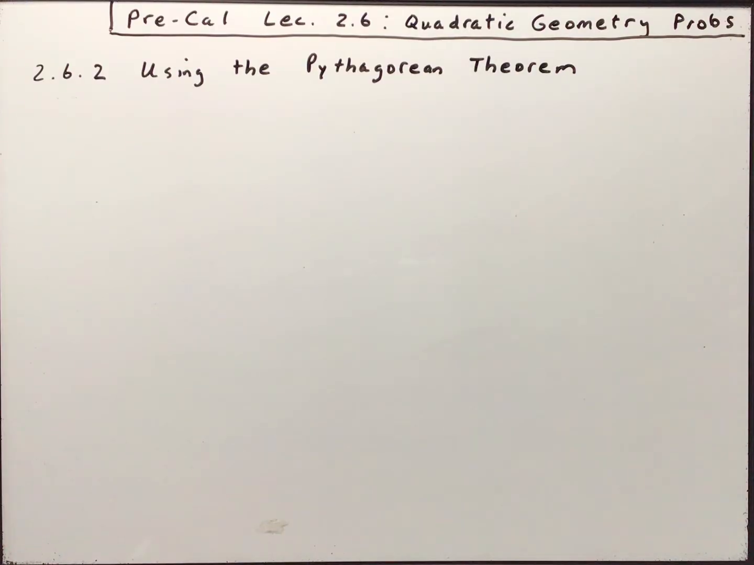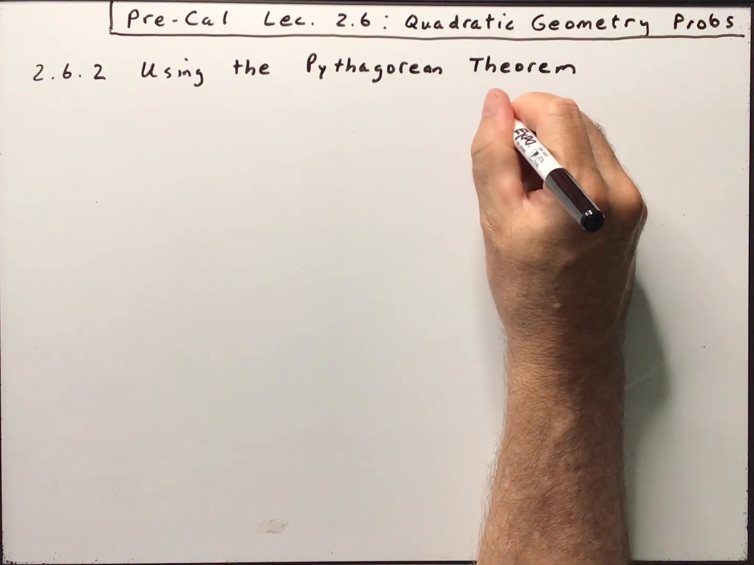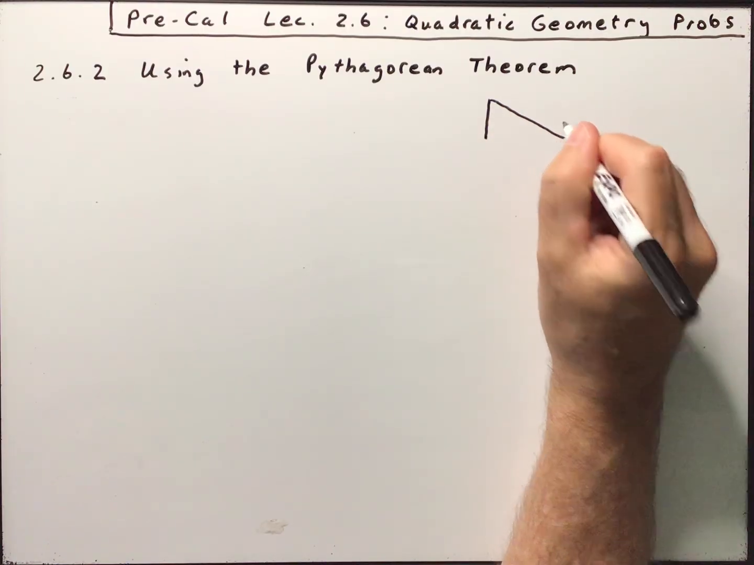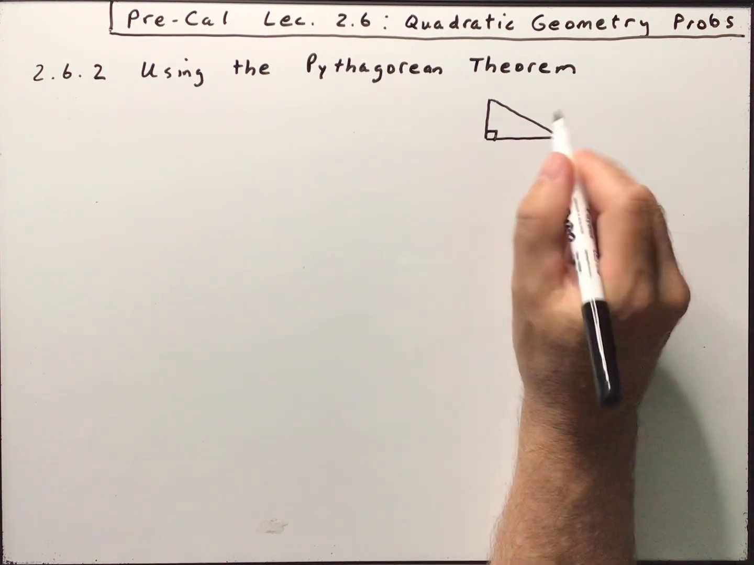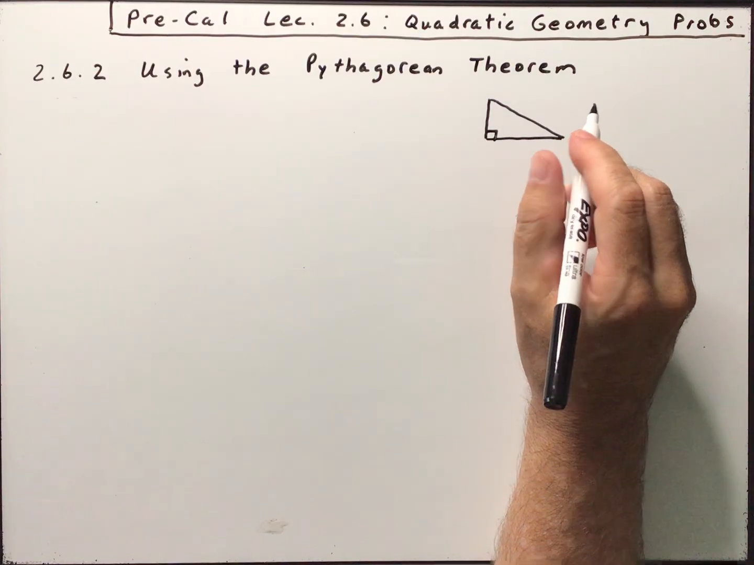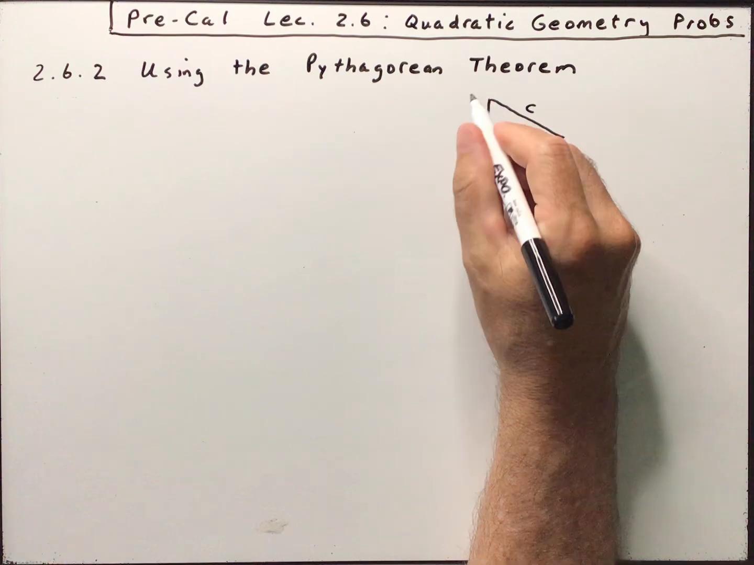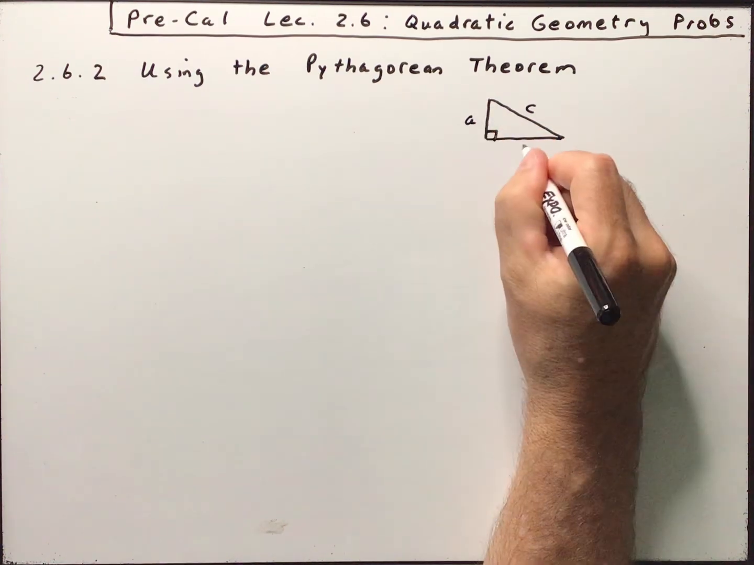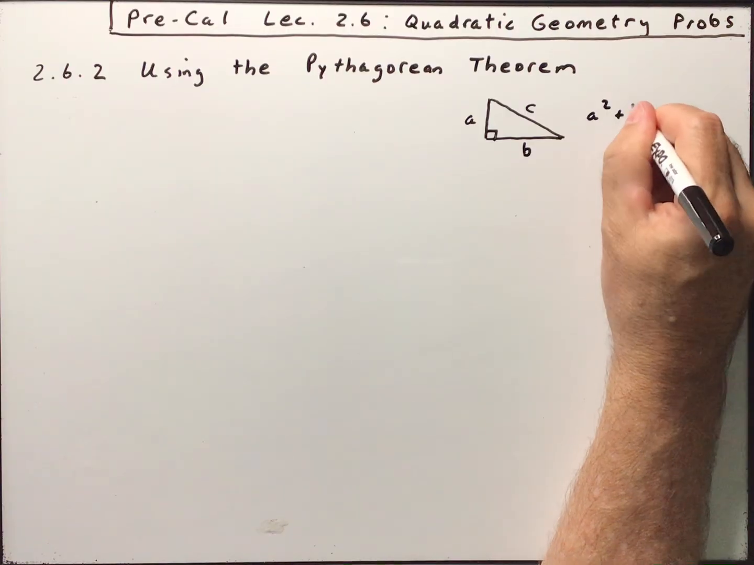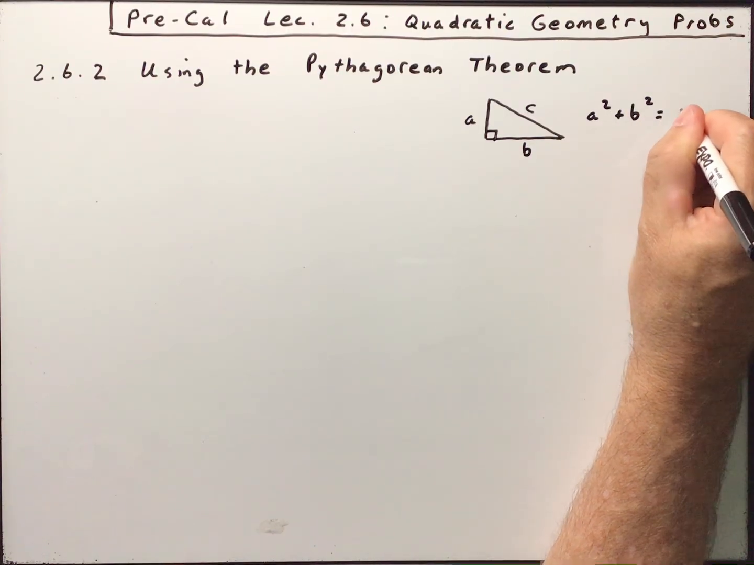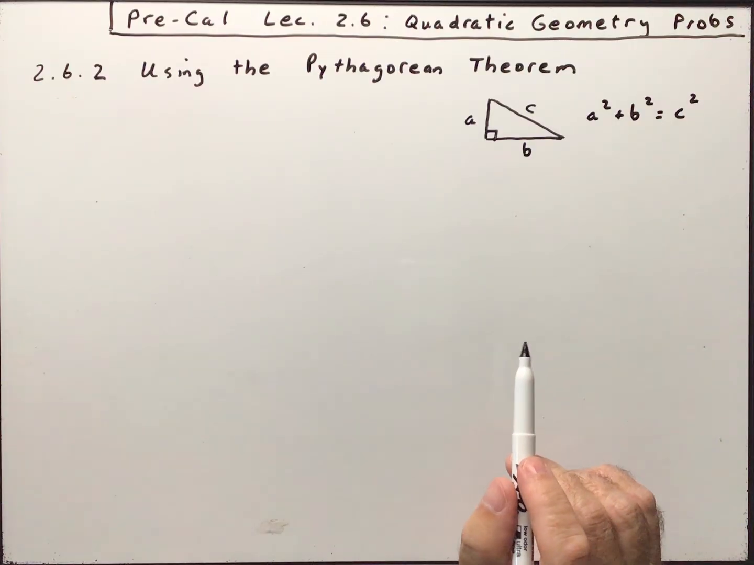Okay, so you've got a picture of the triangle, the right triangle on your notes, right? That symbolizes 90 degrees. And we've got the hypotenuse, which is C, and leg A and leg B. And we know that A squared plus B squared is equal to C squared in a right triangle.